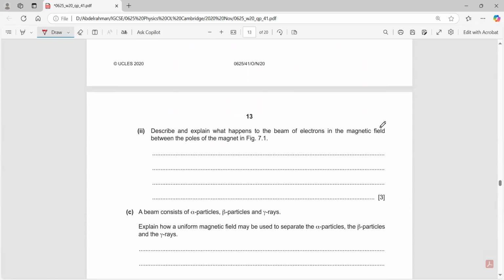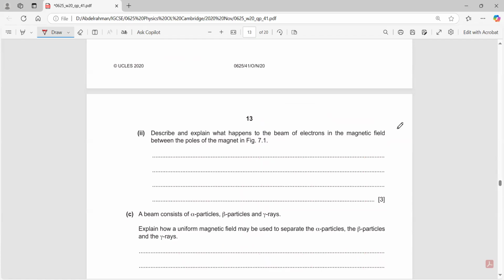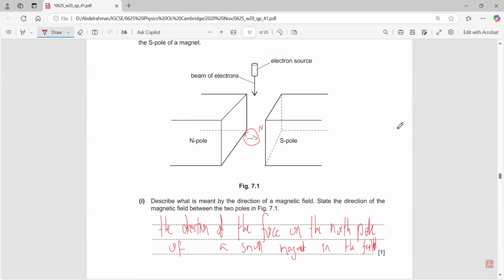Describe and explain what happens to a beam of electrons in the magnetic field between the poles of the magnet. Will they deflect? Yes, they will deflect. In which direction? Into the page, out of the page, to the left, to the right? Yes, into the page. It will deflect into the page.